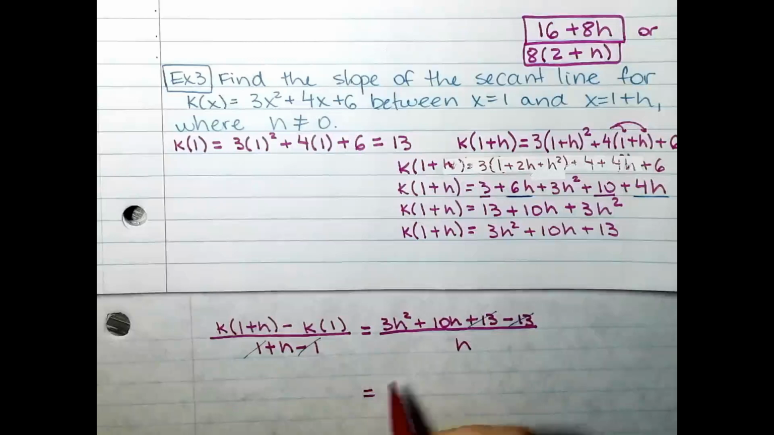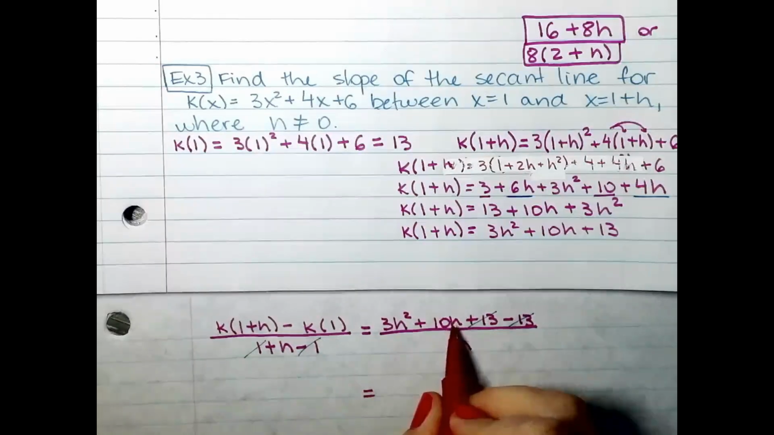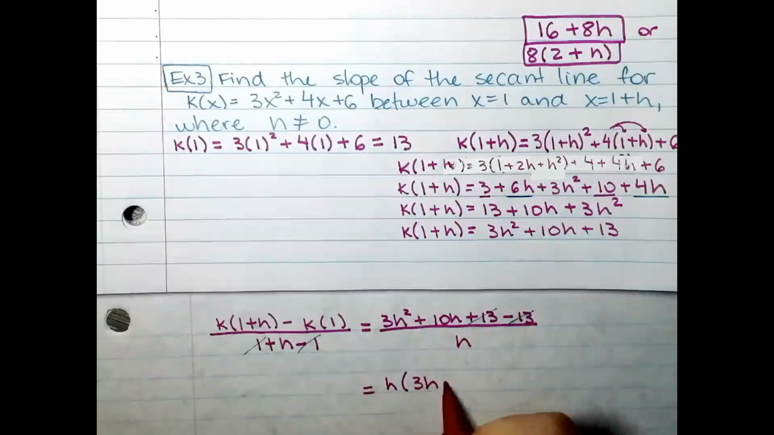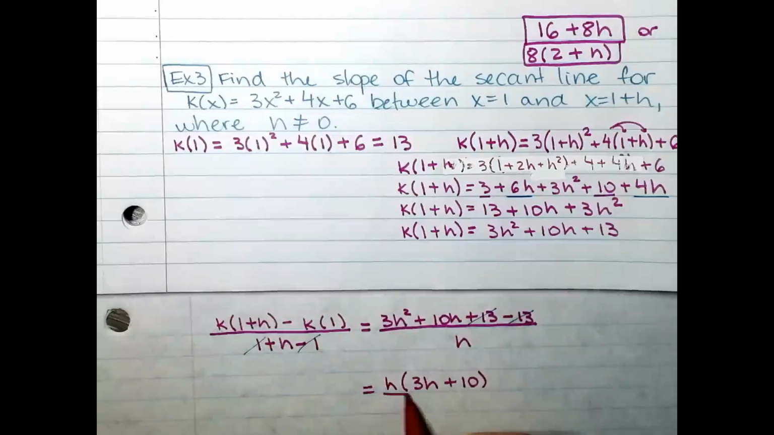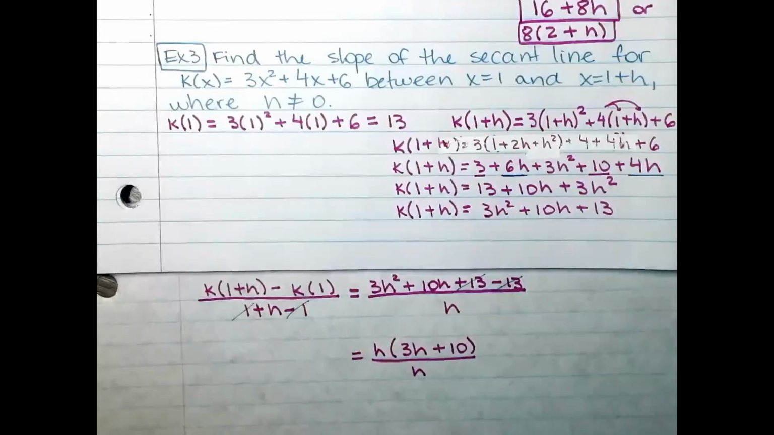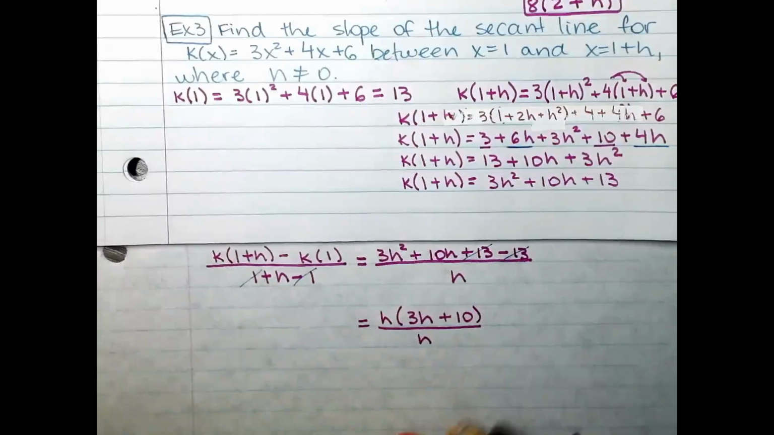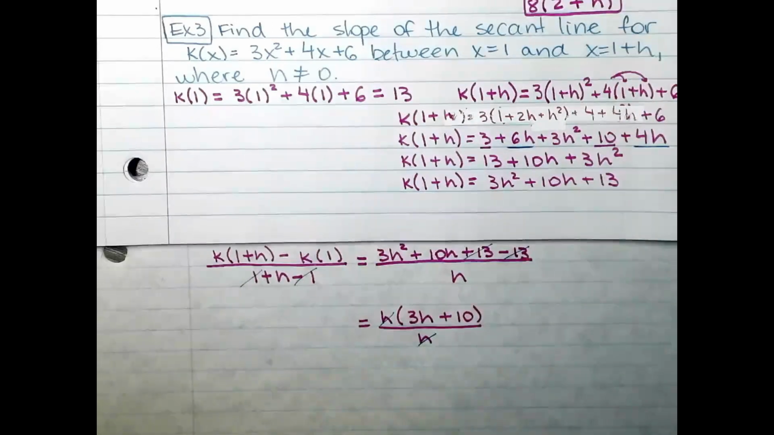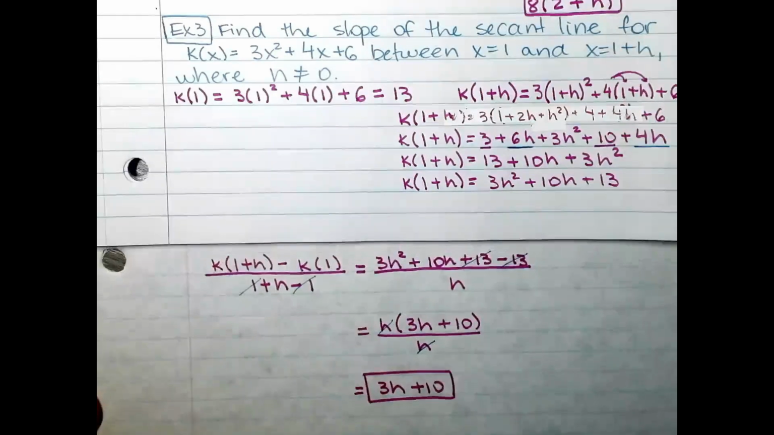And now we'll factor out h from the numerator. h divided by h is 1. And my final answer will be 3h plus 10. And that is the slope of the secant line.